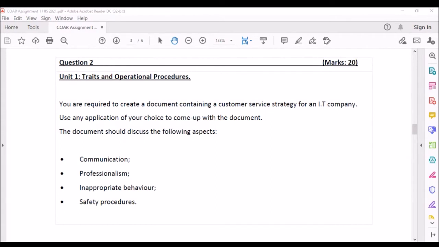All right, so just ensure that you mimic that part, and in a sense as well, ensure that it's the appropriate and right structure. So customer service strategy for an IT company, and they've mentioned there that you can use an application of your choice to create a document. So if you want to go with PowerPoint, that's all up to you, just make sure that you've incorporated content accordingly. The same applies if you're going to be using Word or converting that document into a PDF format.